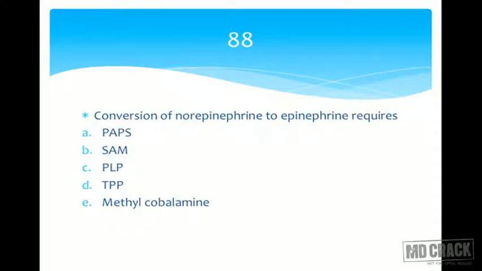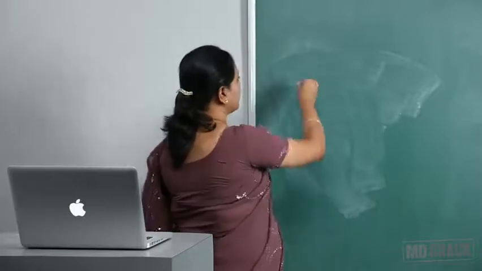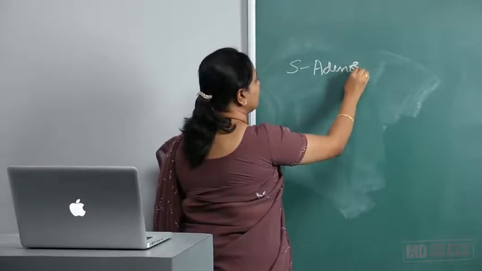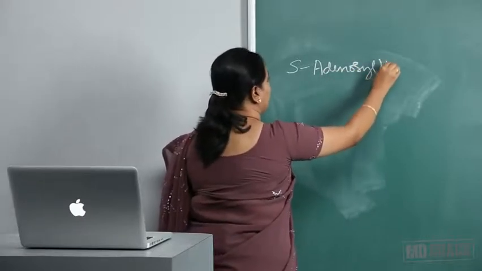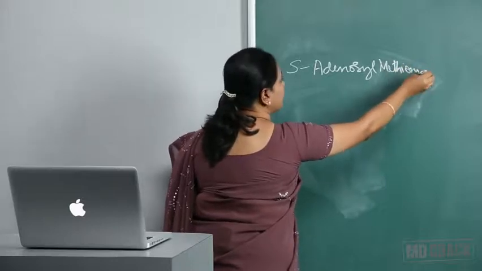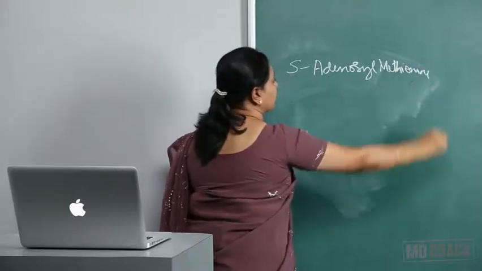Conversion of norepinephrine to epinephrine requires SAM, PLP, TPP, or methylcobalamin. Very nice question. All short forms. Let us look at it one by one. What was your answer? The answer should have been SAM. SAM stands for S-adenosyl methionine. S-adenosyl methionine is a methyl group donor.